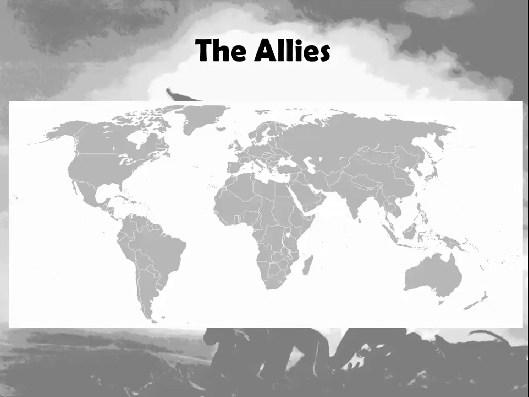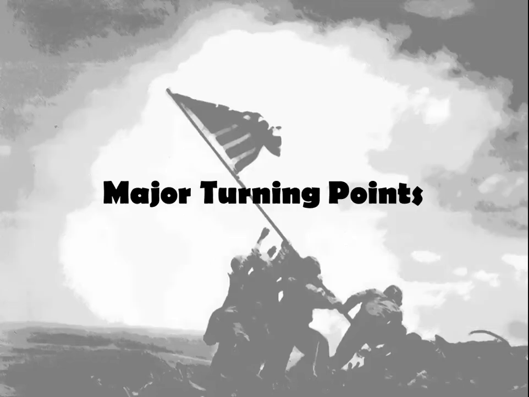The Allied forces consisted of well over 30 countries. And the Allies were made up of the United States, Great Britain, and the Soviet Union, and then other nations that came together and fought against the Axis.